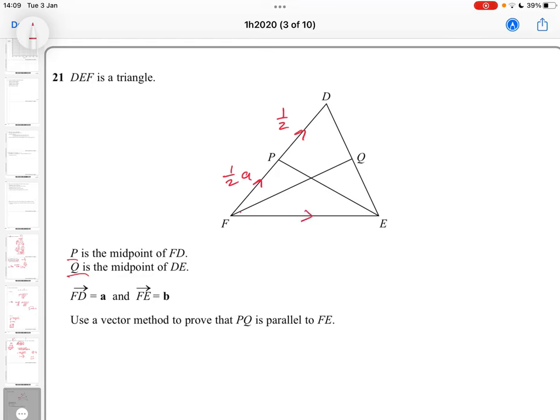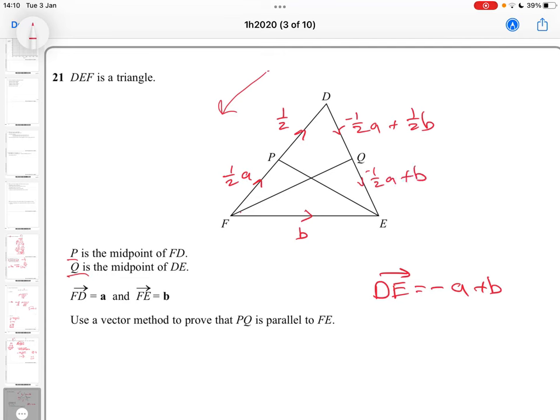Then it tells me that F to E is B, and then it tells me that Q is the midpoint of D to E. So first, I'm going to write D to E as a vector. Well, I'm going to go backwards on myself, so that's negative A, and then plus B. So that means this is going to be negative a half A plus a half B. Same here, negative a half A plus B.